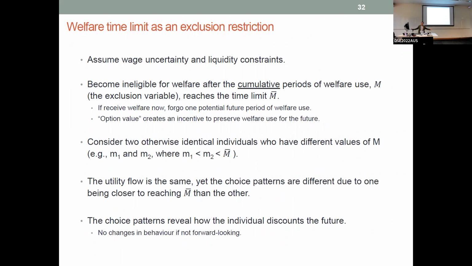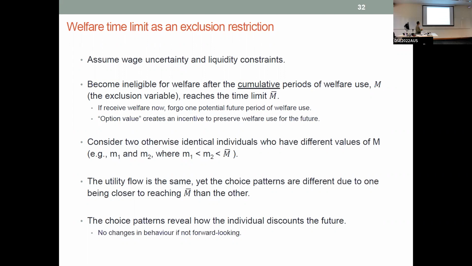Now, again, an inverted approach to introducing an empirical paper. So welfare time limits, as I said before, were modeled as an exclusion restriction. In this labor supply welfare participation model, we assume wage uncertainty and liquidity constraints. And the time limit works as follows.